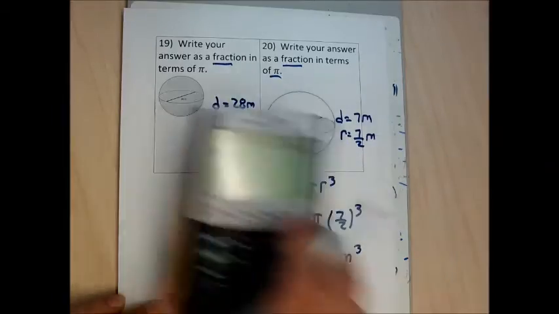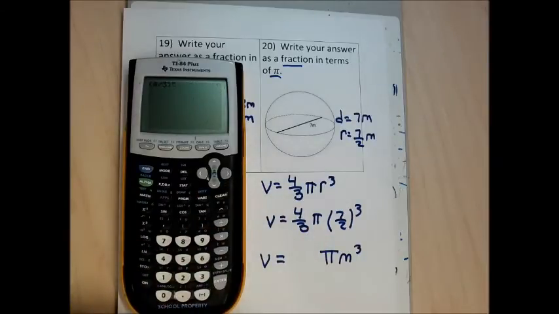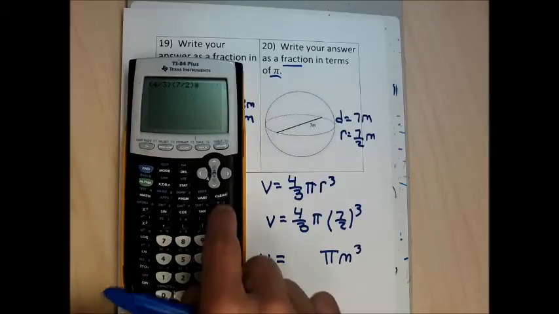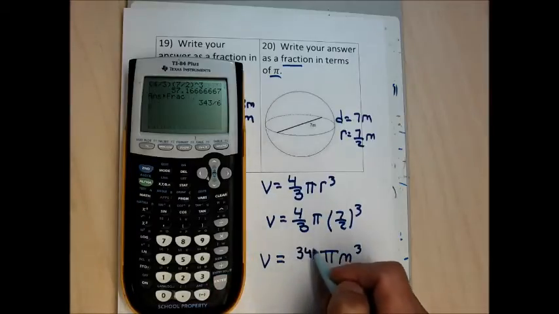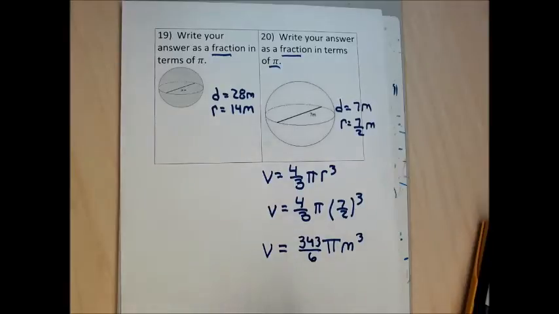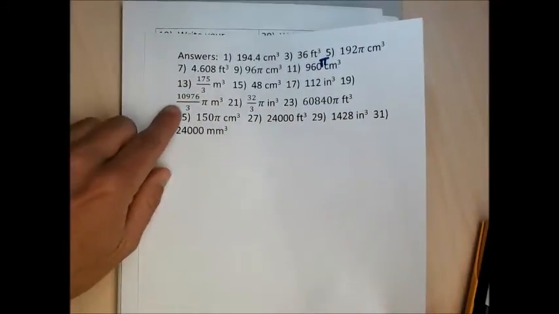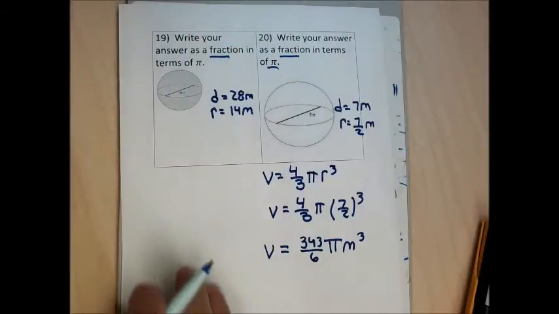And then on my calculator, I need to push this through. I'm going to put the 4/3 in parentheses with no exponent outside of it. I'm going to put the 7/2 in parentheses, and then put an exponent of 3 outside of it. It's going to give me a decimal. I'm going to hit the math button followed by enter twice to get the fraction that goes in front of the pi meters cubed. For 20, that would be the volume. For 19, I got this ugly 10,976 over 3 pi meters cubed for your sphere.